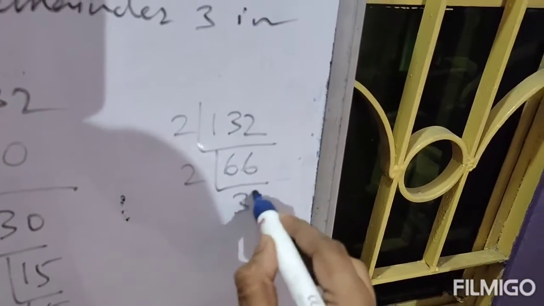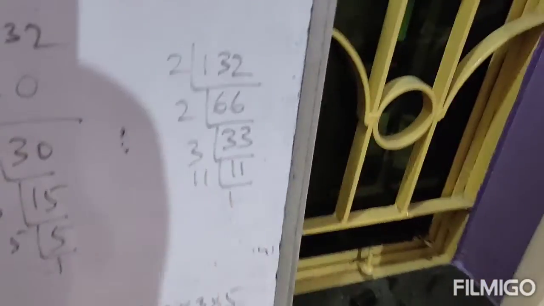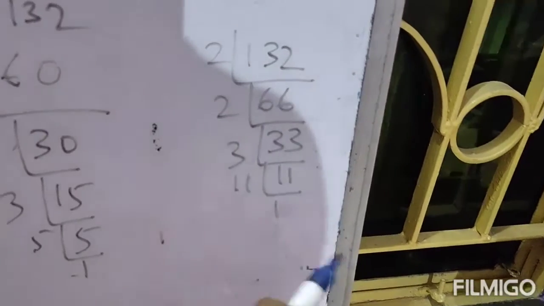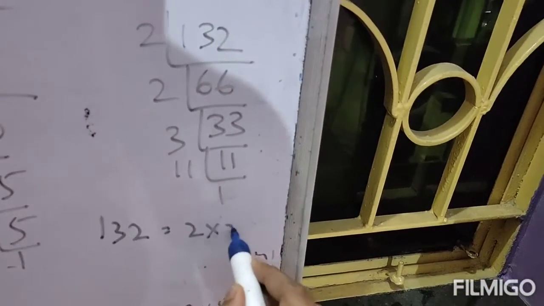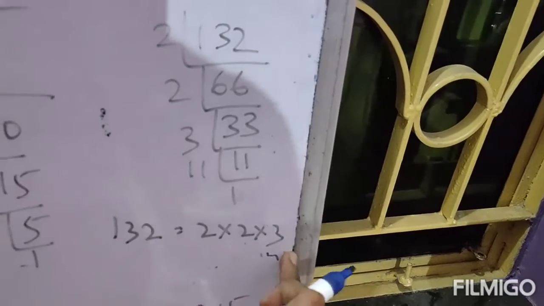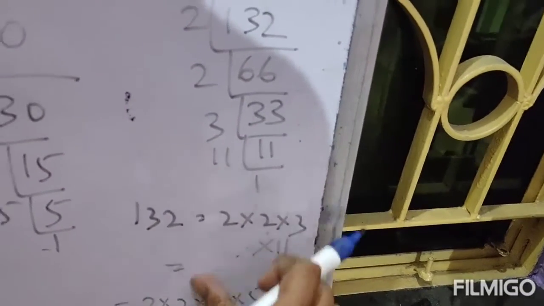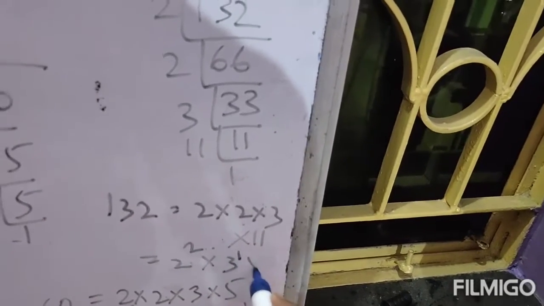Next number is 132. 132 divided by 2 is 66, 66 divided by 2 is 33, 3 11s are 33, 11 1s are 11. Now 132 equals 2 into 2 into 3 into 11. That means this is equal to 2 to the power 2, 3 to the power 1, 11 to the power 1.